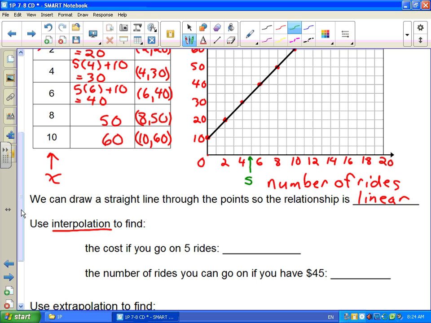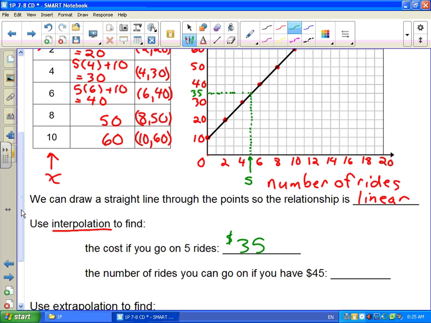And if what they're asking us for is the cost, we want to start at 5 right here, and then go up until we get to this line that we've drawn. And then from this line, we go across to our other axis, where we've got the cost, and read off the number that we have there. The number that's there is halfway between 30 and 40, so that's going to be 35. So the cost is going to be $35 for 5 rides.